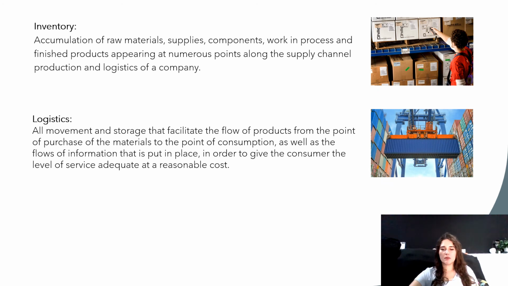Then we have inventory. Remember that we were discussing that it is different from stock? Inventory is the accumulation of raw materials, supplies, components, work in process, and finished goods appearing at numerous points along the supply channel, production, and logistics of a company. This is keeping accountability of all the products that we need to produce something, as well as the final goods. We're going to discuss all of these words during this course, but inventory is really important, and you may already know what inventory is, but you have to keep this in mind.